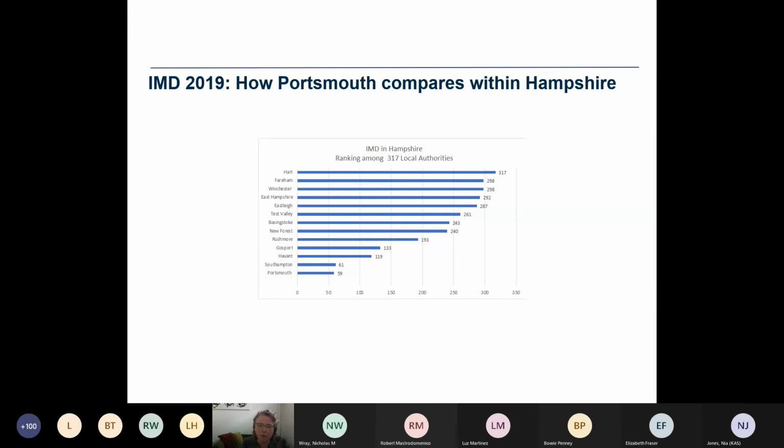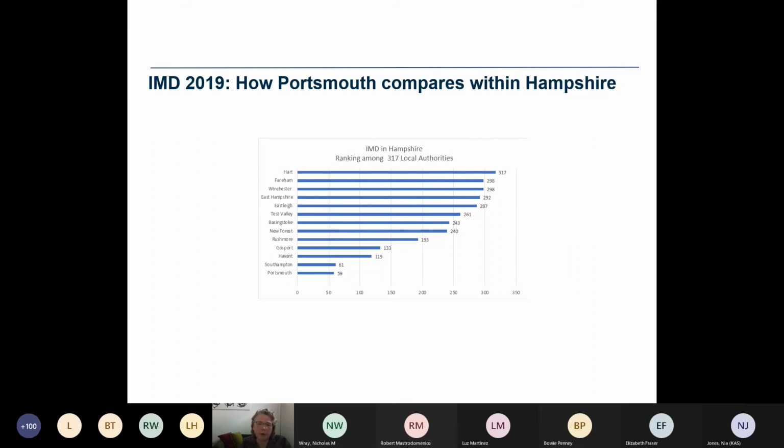So overall, from looking at the various summaries at the local authority level, Portsmouth is ranked within the most deprived 20% of local authorities in England. Deprivation isn't evenly distributed across the area, and there are some pockets of extreme deprivation that may sit alongside quite well-off areas, and this was referred to in one of the previous talks.